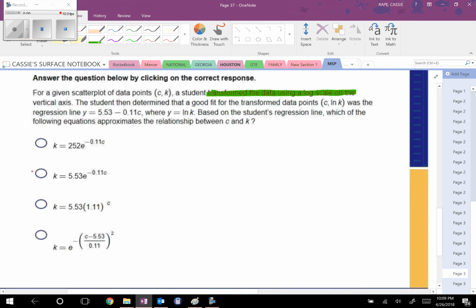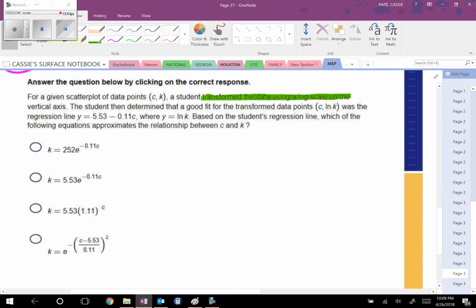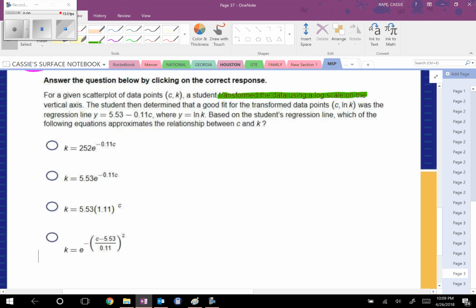Okay, number 44. This is a question that looks confusing, but you need to just fall back on the math that you know. It tells you that a student transformed the data using a log scale on the vertical axis. Well, to be honest, I'm not sure what that means. I don't know that I've ever transformed data on a log scale on the vertical axis, but that's not the important part of it, because they tell you that the student determined that a good fit for C natural log of K was the regression line y equals 5.53 minus 0.11 C, and y equals the natural log of K.